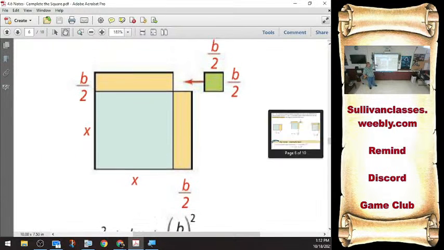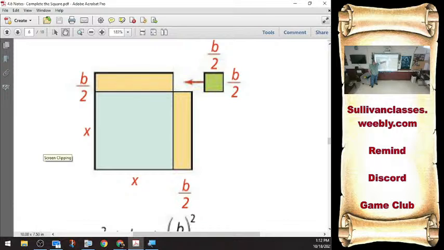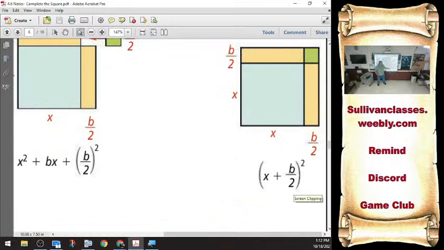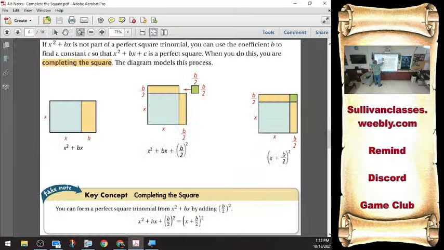If you all look at visual area, length by height, base times height, length times width, whatever you want to call it, it's b over 2 times b over 2. Half of a b times half of a b. But once I put that b over 2 squared there, now look at what each side length is. x plus b over 2, x plus b over 2. x plus b over 2 squared. This is called completing the square. I find the magic number that's going to make it work.